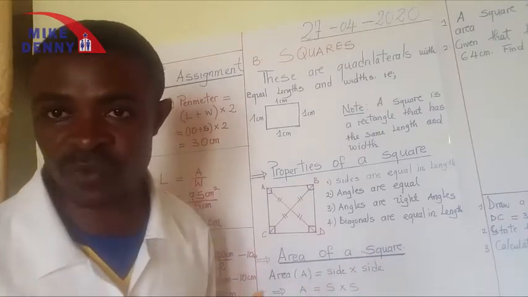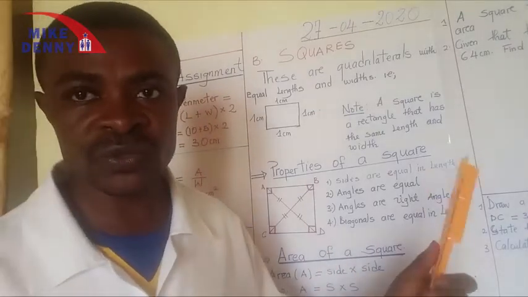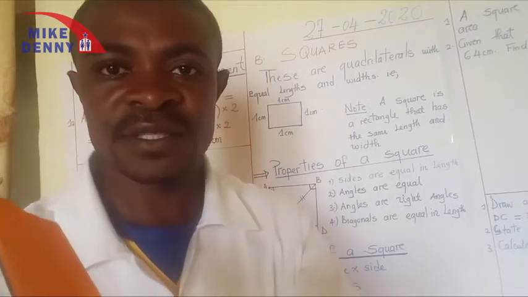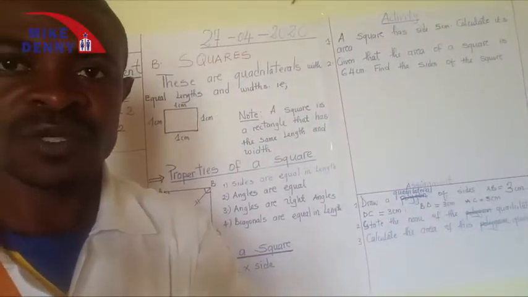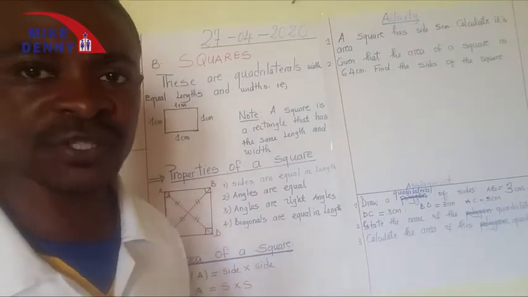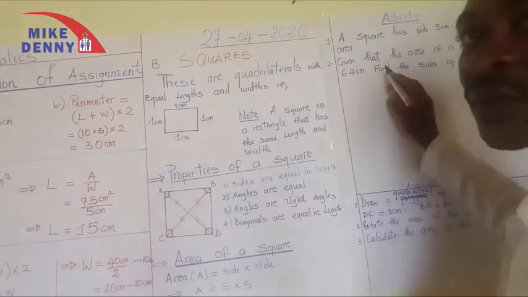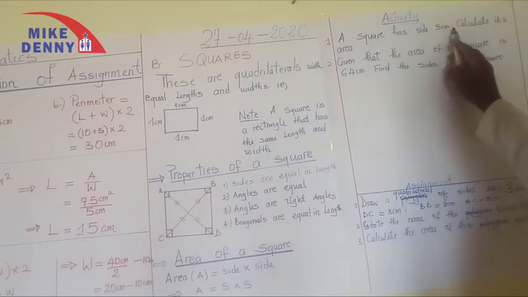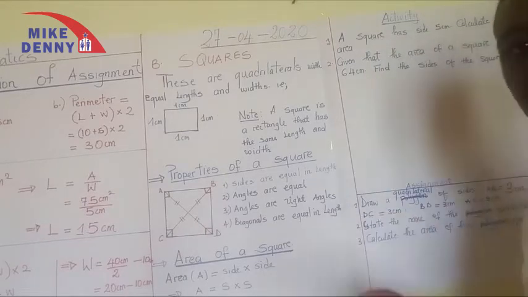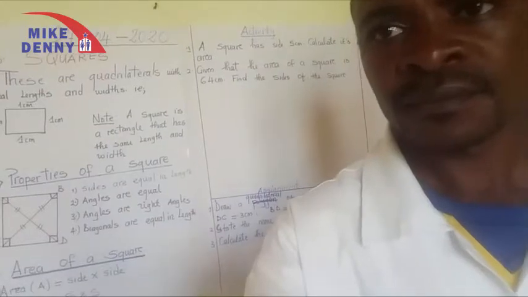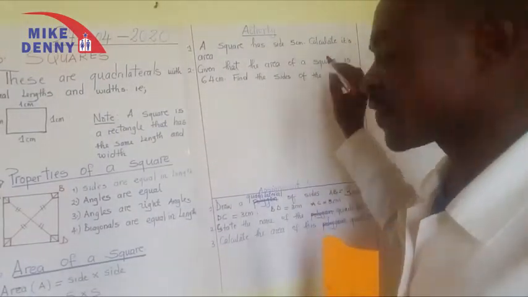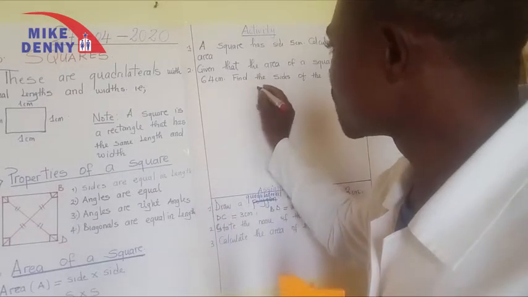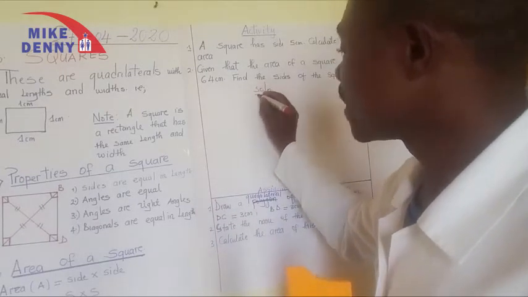So now we have a small activity, and we are going to demonstrate that together. Now I want everybody to watch keenly while I solve. We are told that a square has side 5 centimeters. Calculate its area. That is the question. So now we will state the solution and start solving.